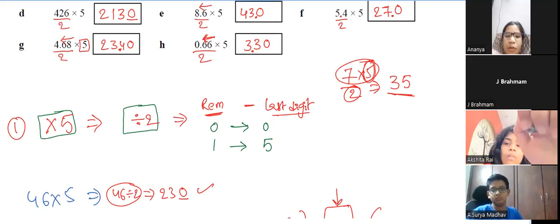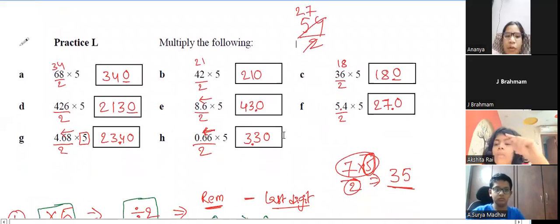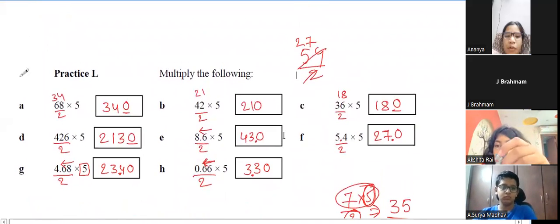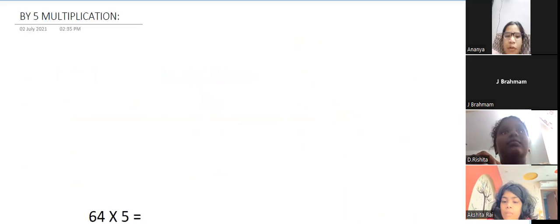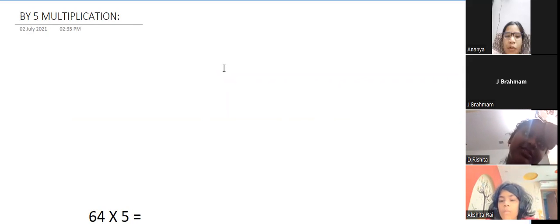And this is our last class, right? Remember this one? Yes, sir. Multiplication by 5. We have to divide it by 2 and add a 0. Yeah, we'll continue the same. I'll just revise.